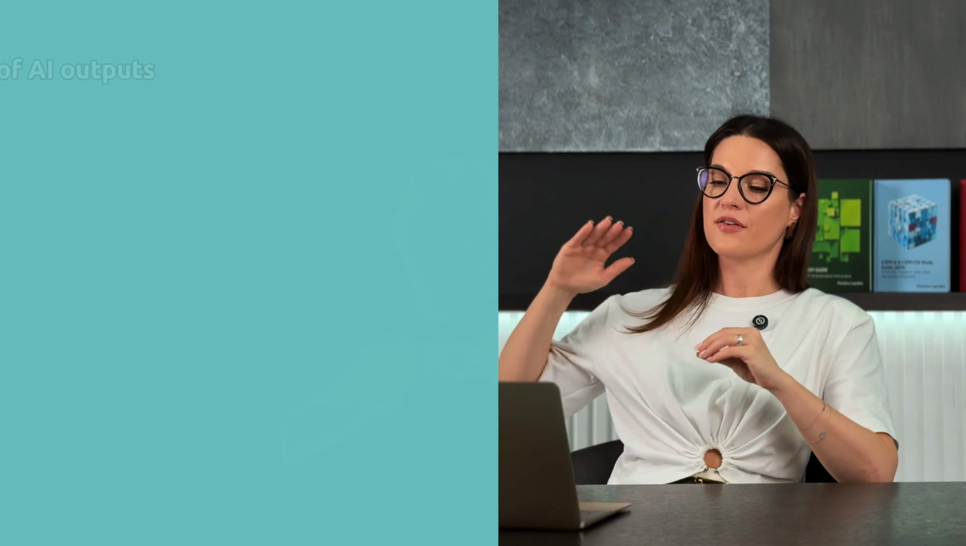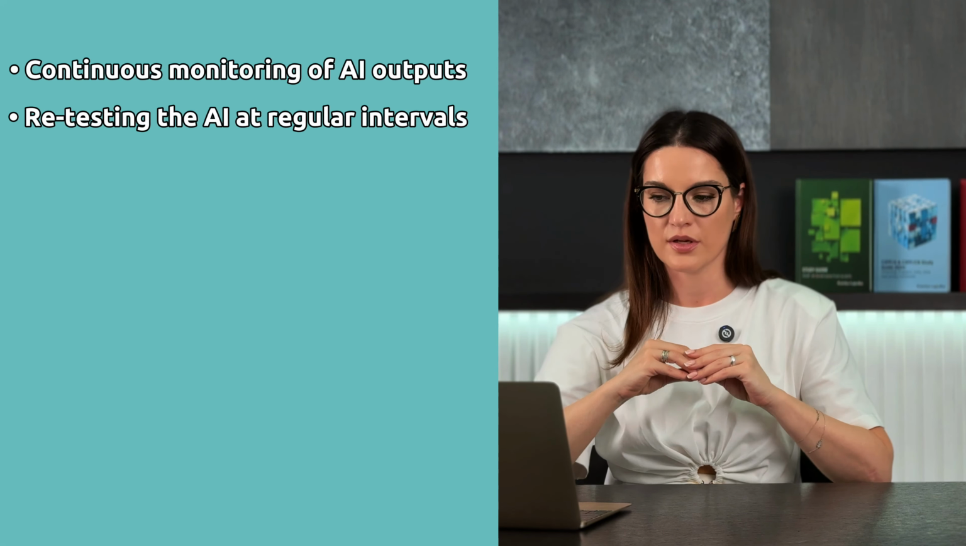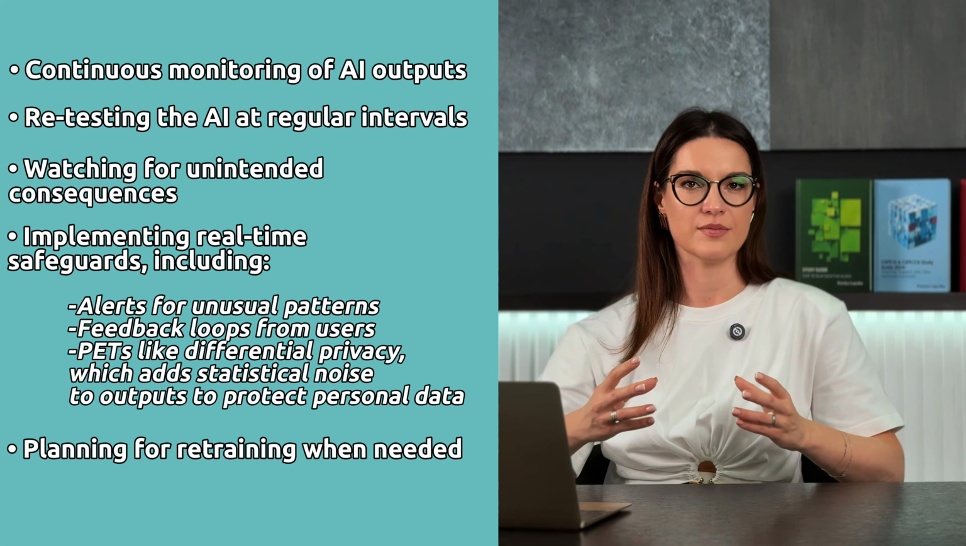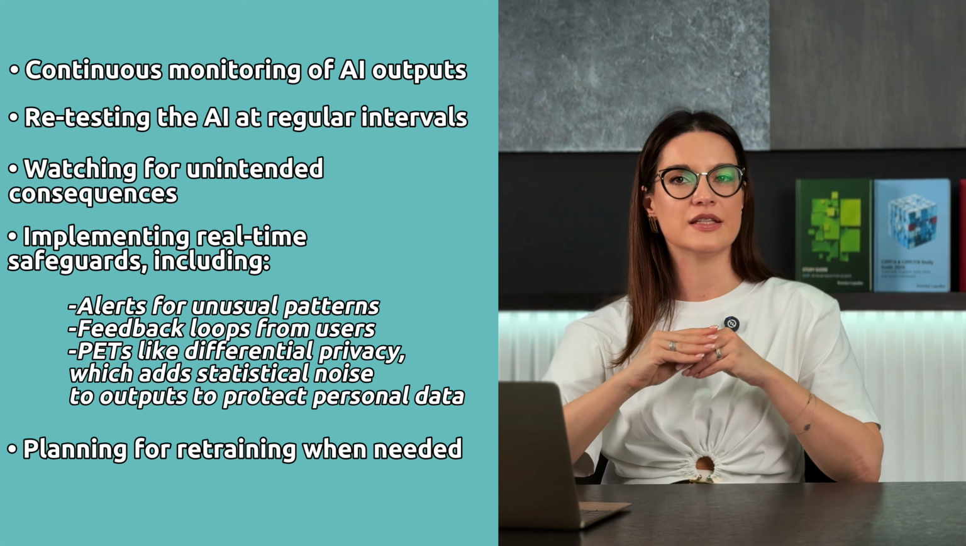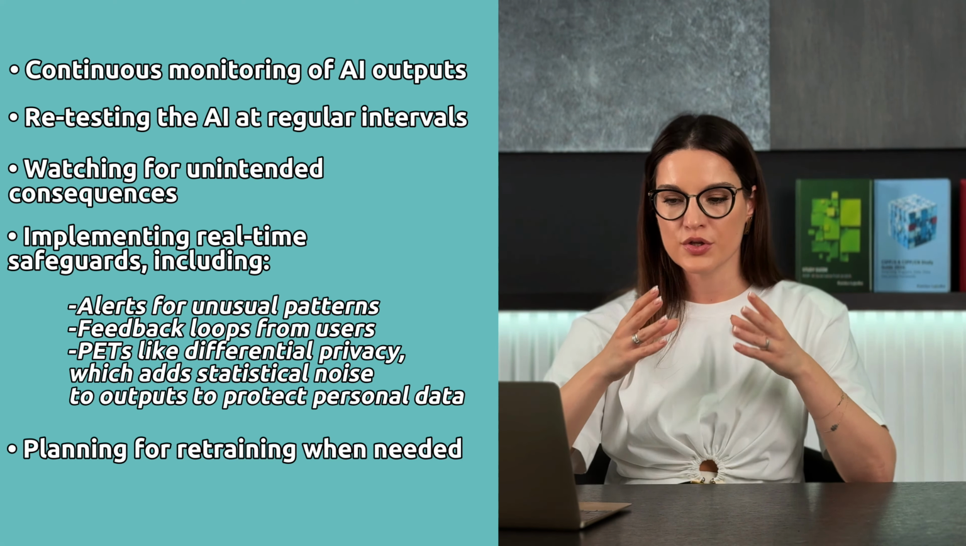Well, here's what responsible AI teams do after deployment. They have continuous monitoring of AI outputs. Why do we do this? We do this to detect errors, biases, or any privacy issues that come out. Then, retesting of AI at regular intervals. This helps us ensure that accuracy hasn't degraded. Then, we watch for unintended consequences. For example, generative AI models producing outputs that mimic copyrighted works.